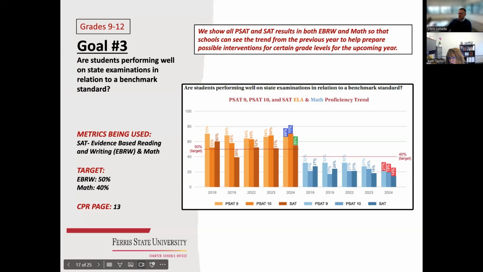You'll see we've added a target line for you to see how your academy does compared to the target. We are focused on the last bar under 2024, the darkest bar. So 55% for the SAT in evidence-based reading and writing, and 14% for math. However, we do give you the other information for the PSATs of that year, so that way you can look at that when you are creating interventions and such.